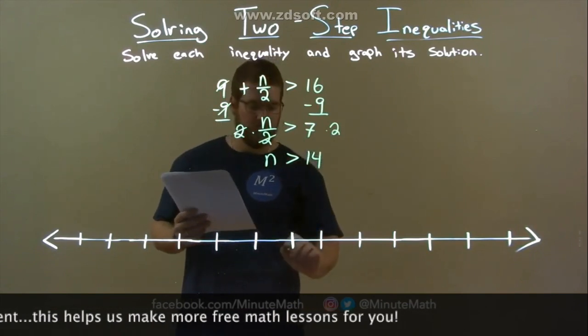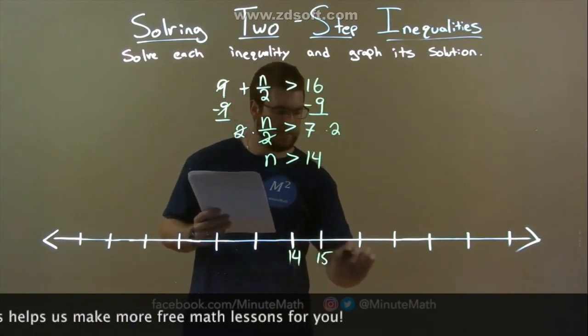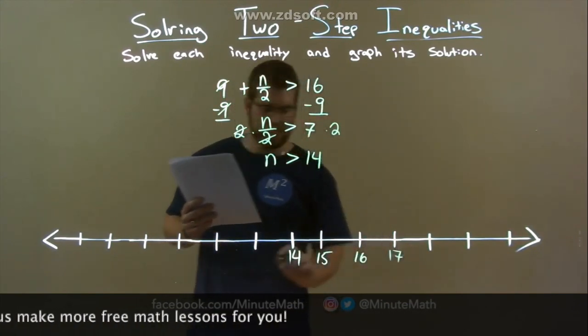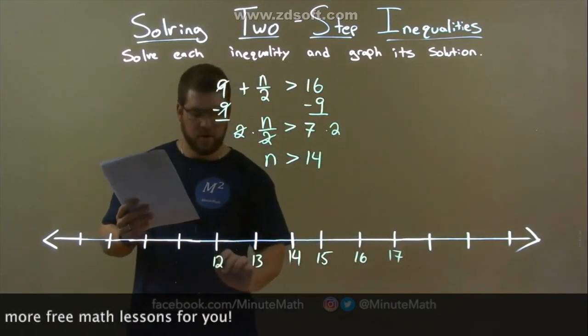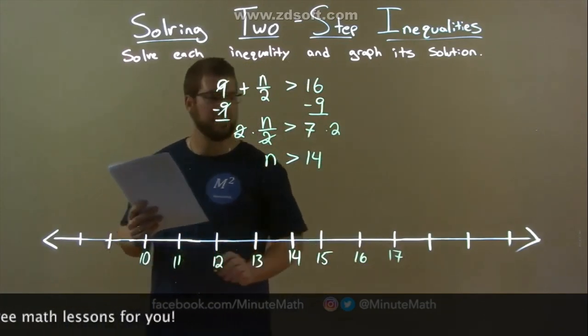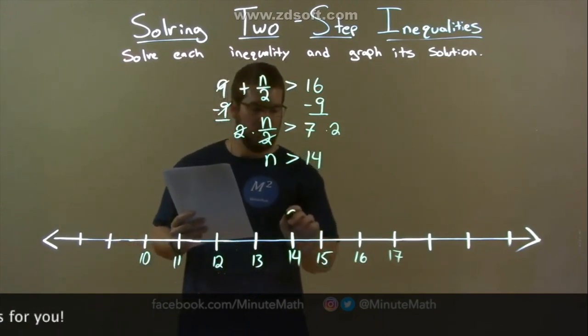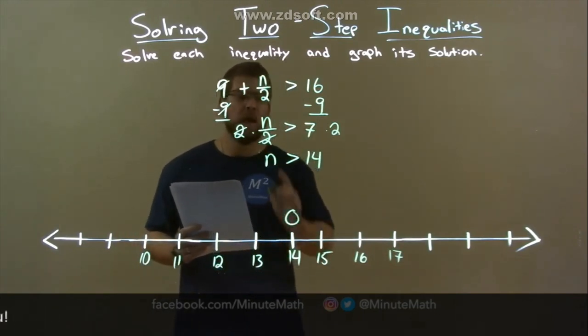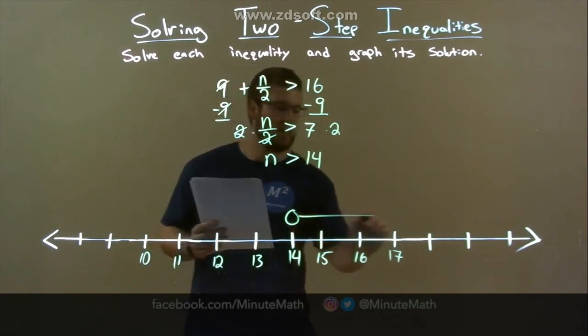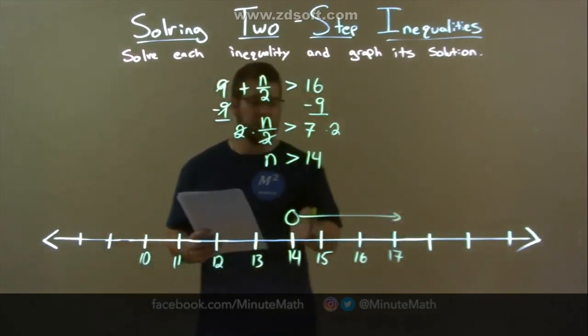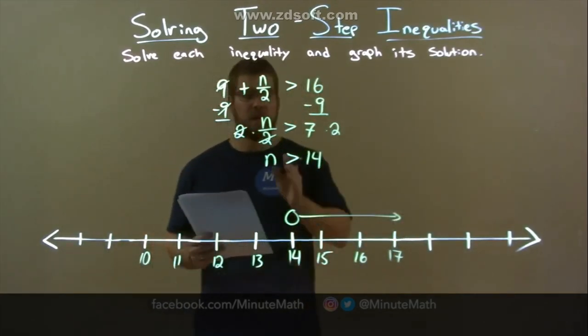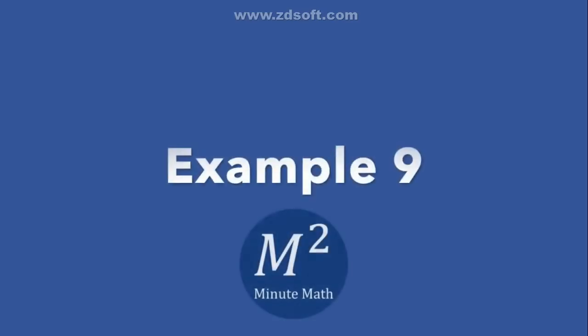So let's graph it. 14 here, 15, 16, 17, and 13, 12, 11, and 10. Well, n is not equal to 14, so that means we have an open circle here at 14. n is greater than 14, which makes the arrow go to the right, and there we got it. Our graph matches our final answer, n is greater than 14.